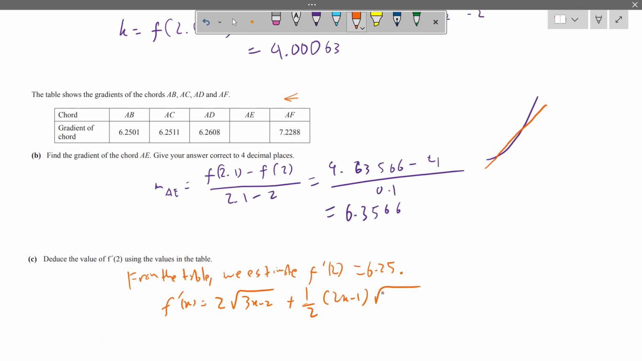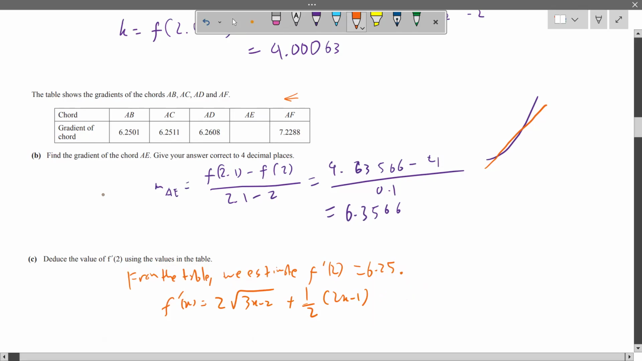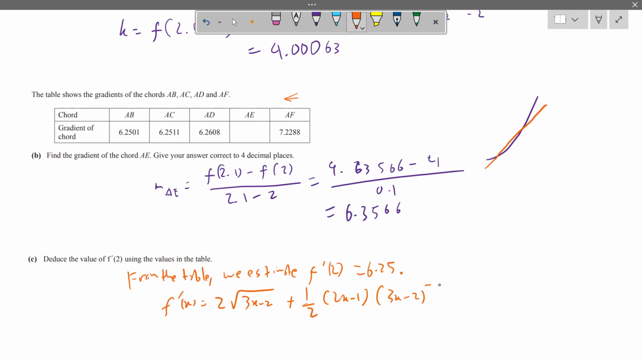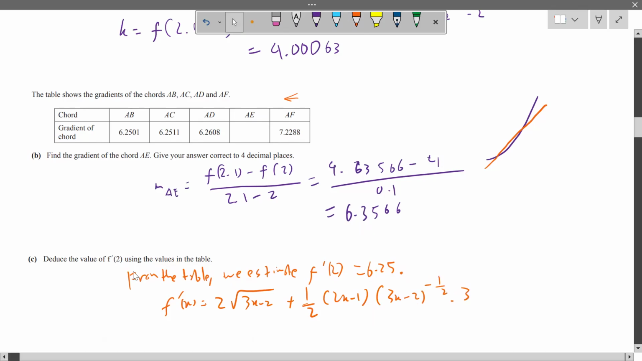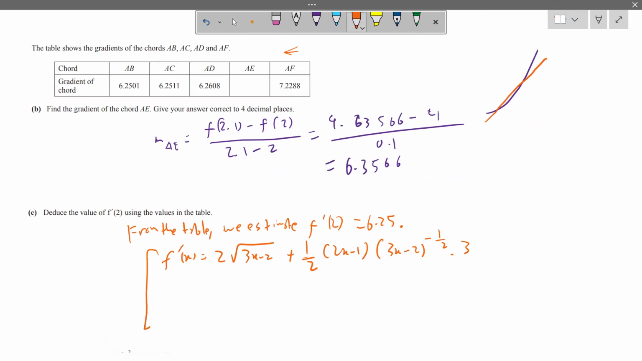2x minus 1 square root of 3x minus 2. Oh, sorry, no. 3x minus 2 to the power of negative 1 half times 3. We simply plug in x equals 2. So this here is 2 squared, which is 4, plus 1 half times 3 times 1 over square root of 4 times 3. So you get 4 plus 9 over 4, which is 25 over 4, which is 6.25.